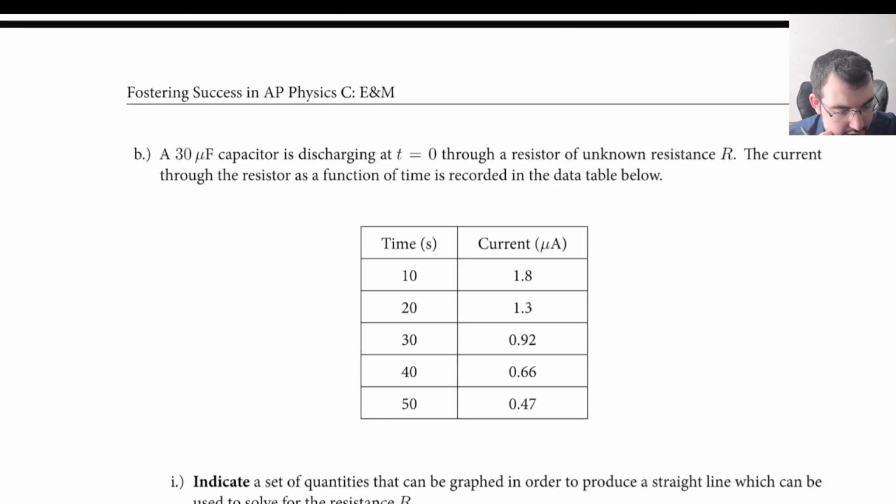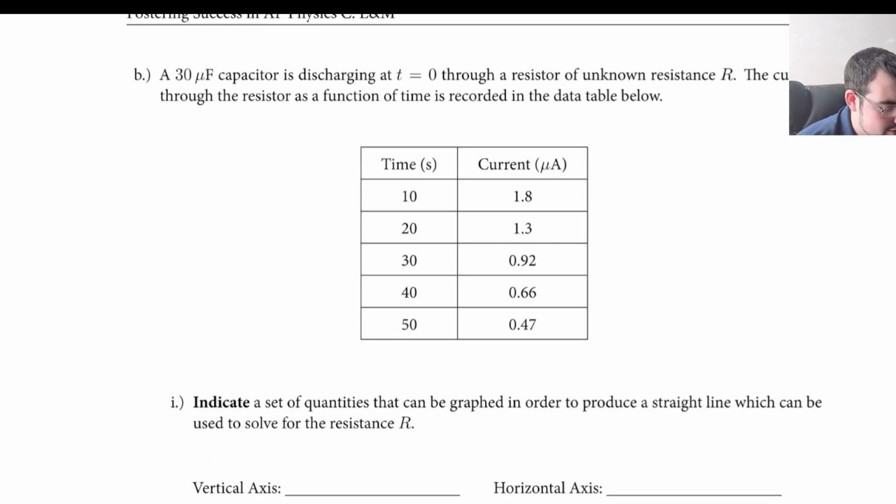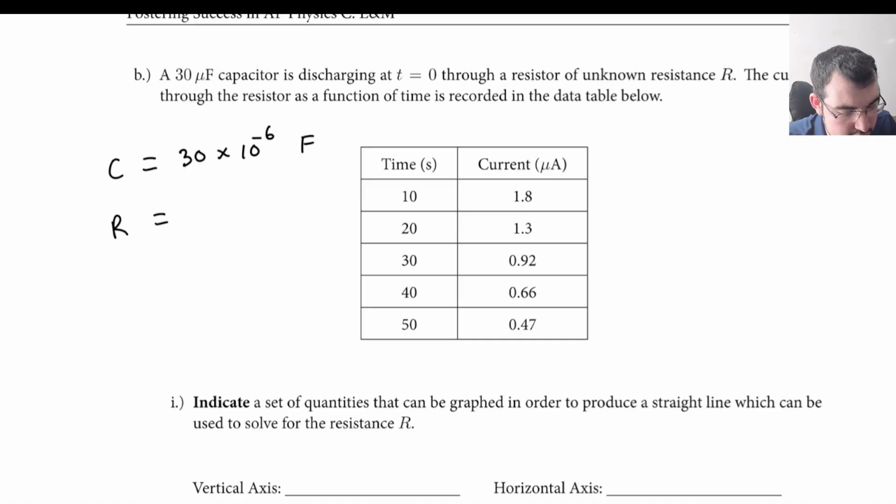So we have a 30 microfarad capacitor discharging through a resistance we wish to calculate. We're given the current at different times, which are in microamps, and then we want to solve for R. We're given C equal to 30 micro, so 30 times 10 to the minus 6 farads. And R is the thing we want to calculate.